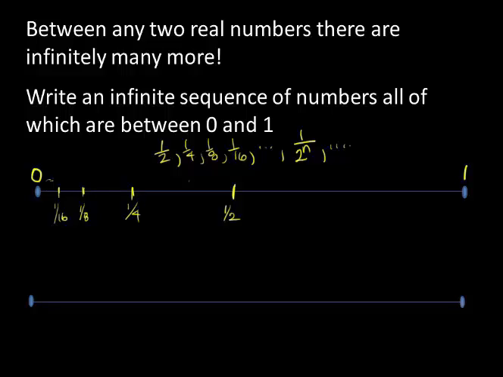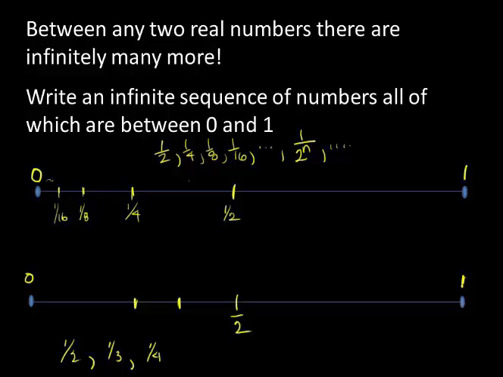Well, let's do another one. How about, let's call this 0 and 1 again. We're looking for an infinite sequence between 0 and 1. Why don't we do 1/2 first again? You could do many different examples. And then let's take 1/3. So 1/3. And then how about a 1/4?